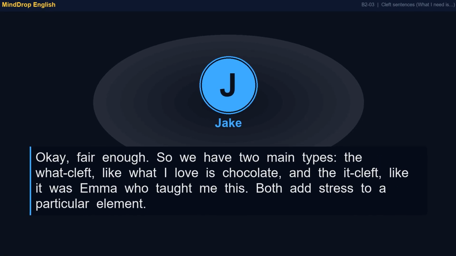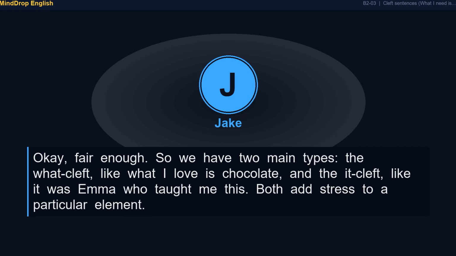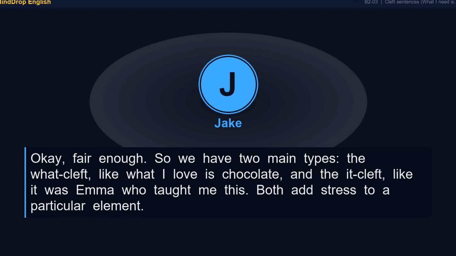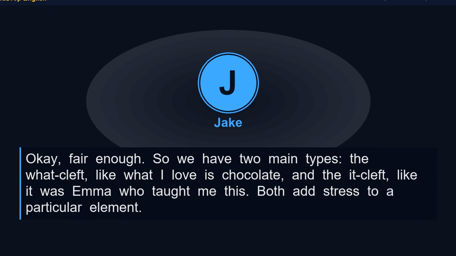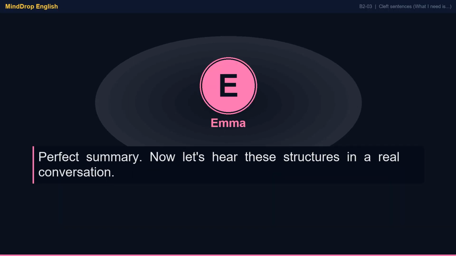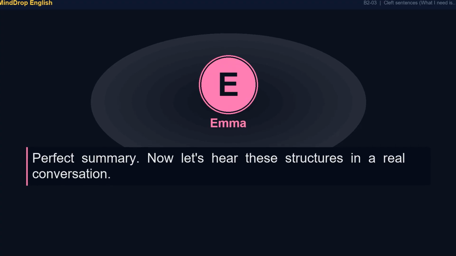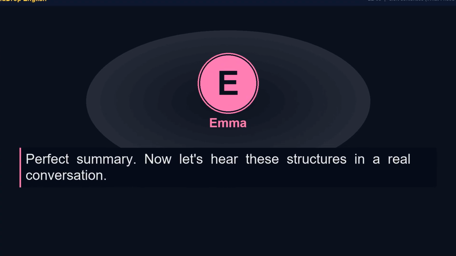So we have 2 main types. The what cleft, like what I love is chocolate, and the it cleft, like it was Emma who taught me this. Both add stress to a particular element. Perfect summary. Now let's hear these structures in a real conversation.